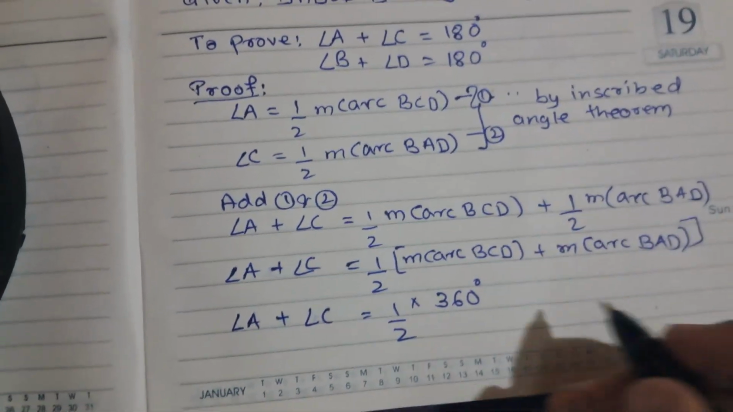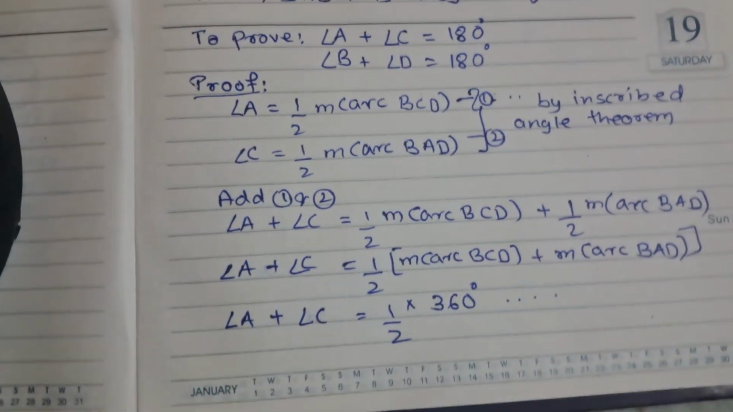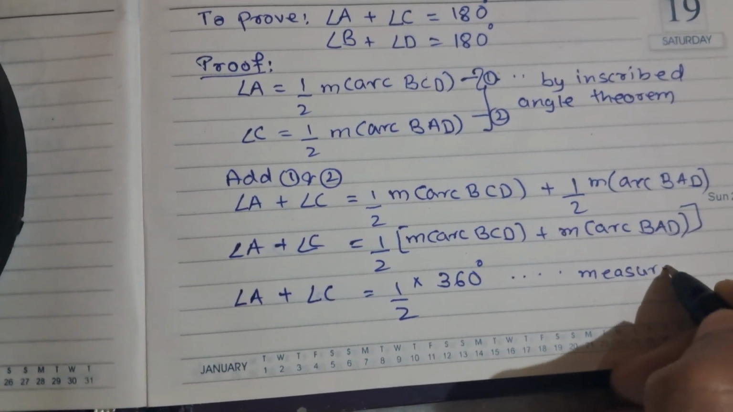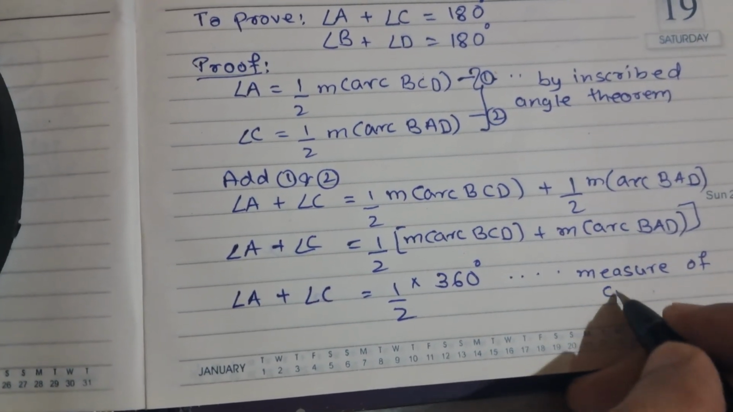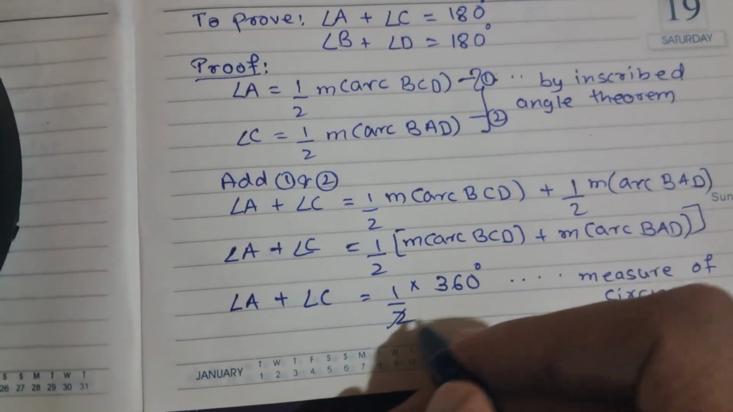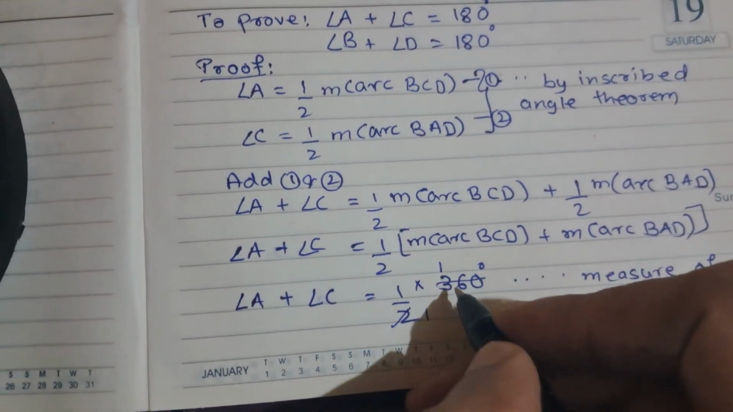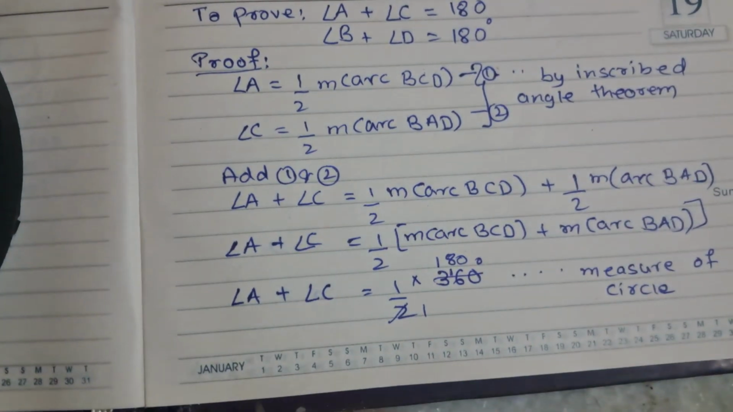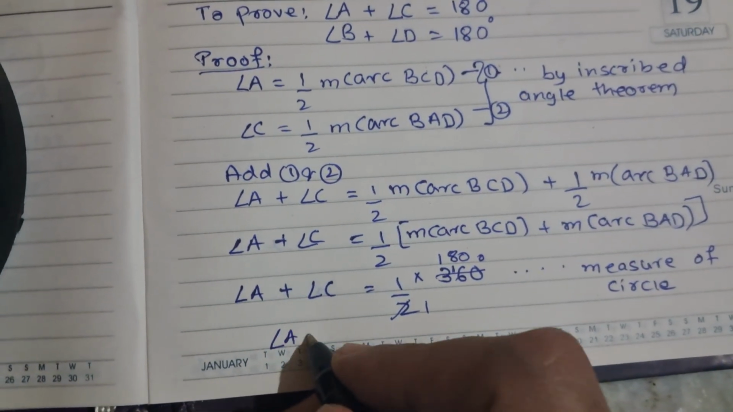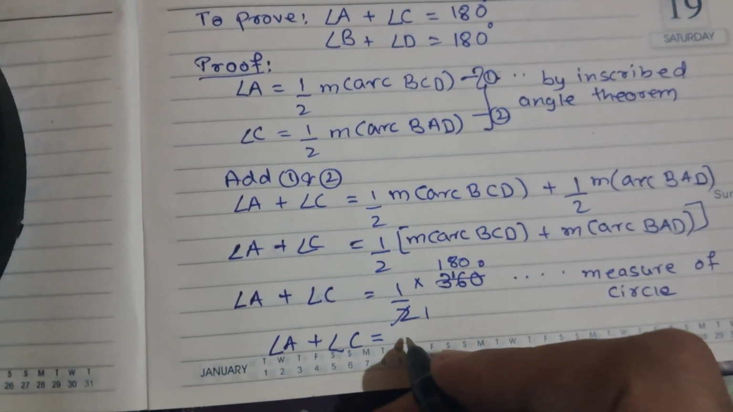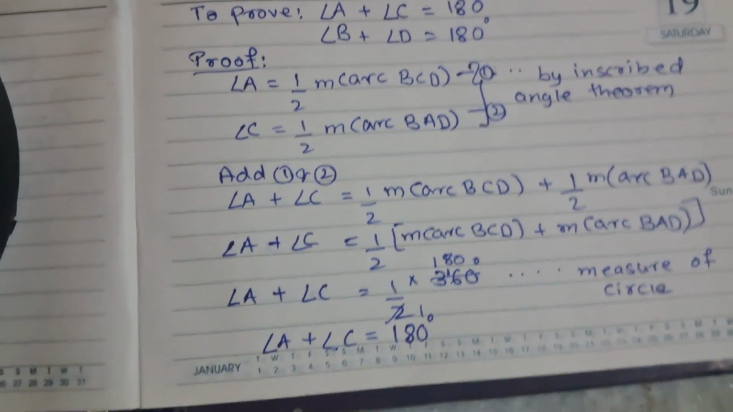Simple as that. So I will have to write a reason for this, obviously. So what will be the reason for this? Measure of a circle. Done. And this is a matter of cancellation. 2 ones are 2, 2 8s are 16 and 0. So what am I left with? Angle A plus angle C is nothing else but what is left over here? 180. So my answer is 180 degrees.